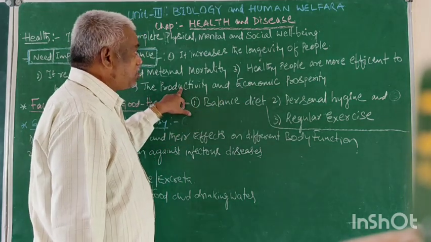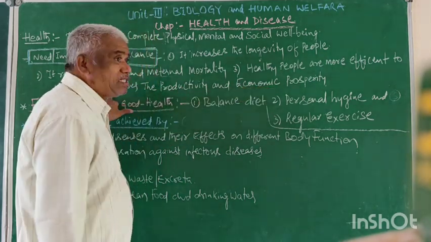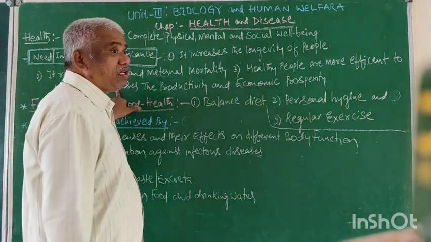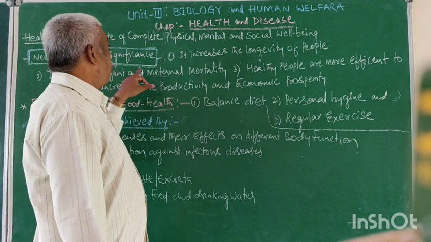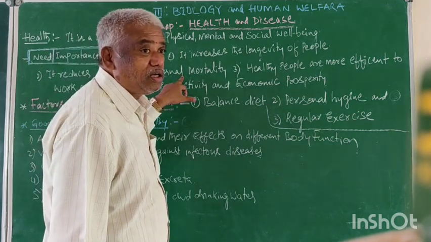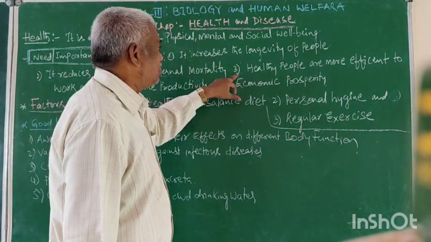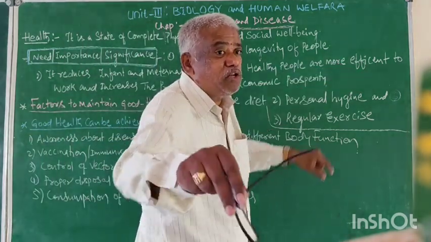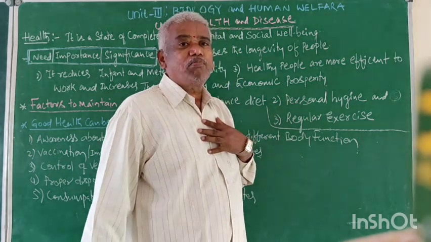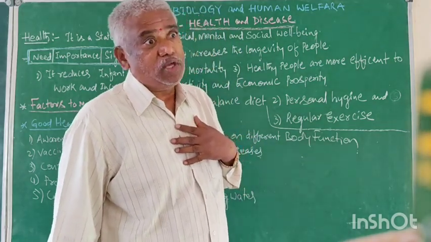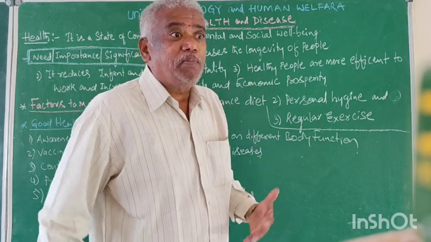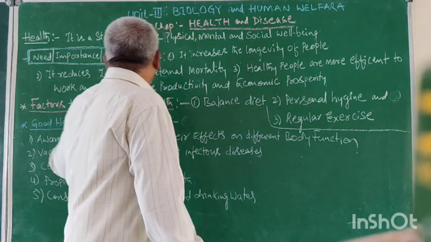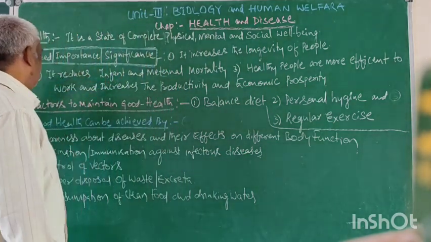Productivity increases. Economical prosperity increases. When do they increase? When your work is efficient. When is work efficient? When you are healthy. When I am healthy, my work becomes more efficient. If the work is more efficient, productivity and economical prosperity increase. This is the major significance of the need for health.